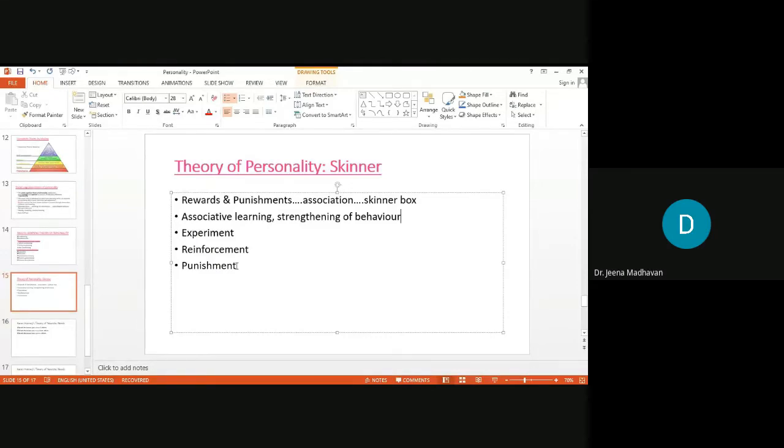So here what happens? A particular behavior is strengthened by stopping or removing or avoiding a negative outcome or aversive stimuli. I'll give you an example. Removing restrictions from a child when she follows the rule is an example of negative reinforcement.